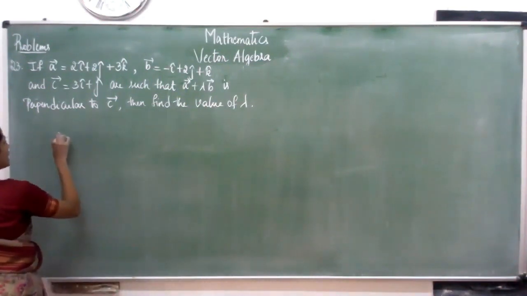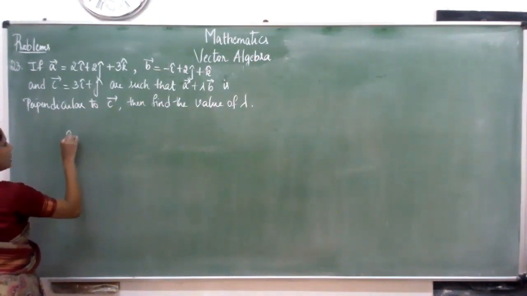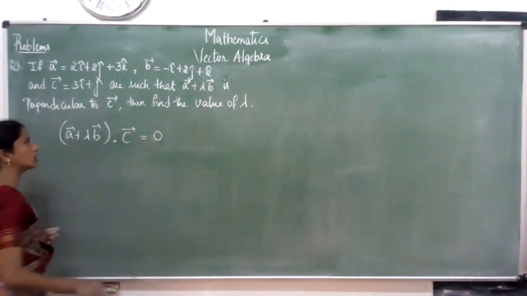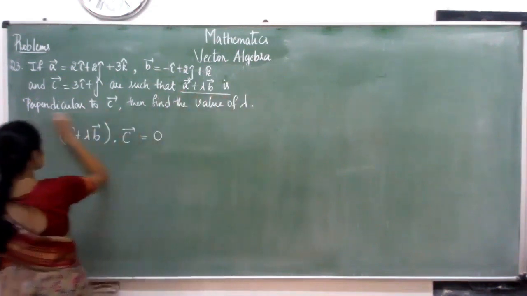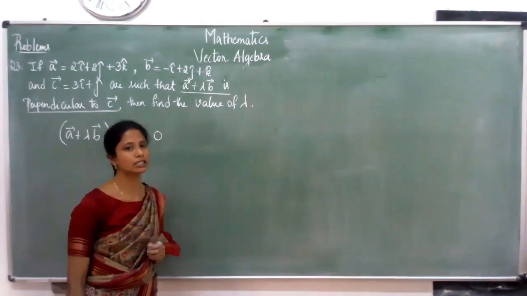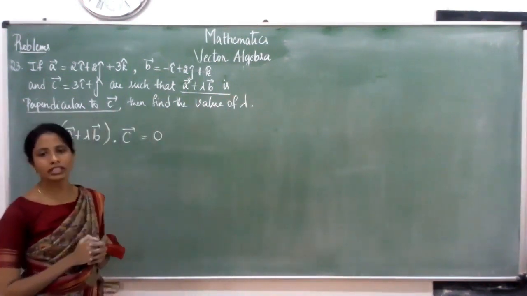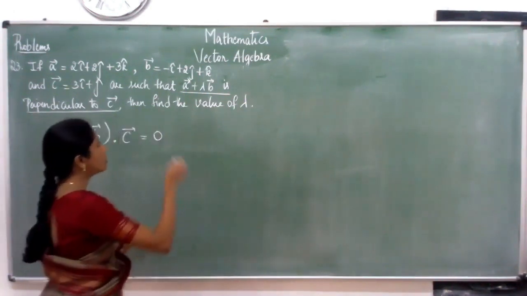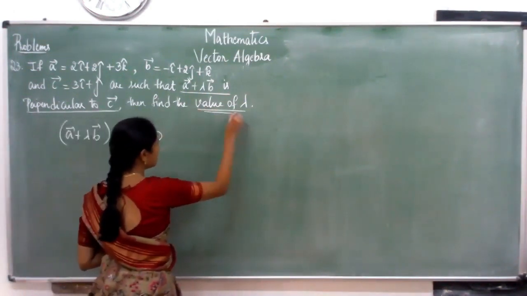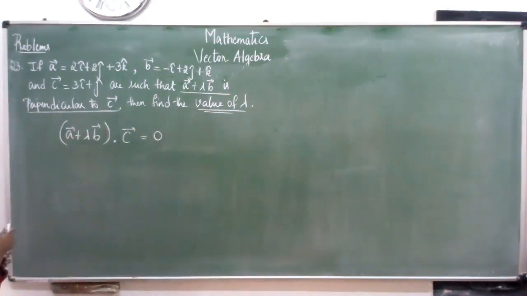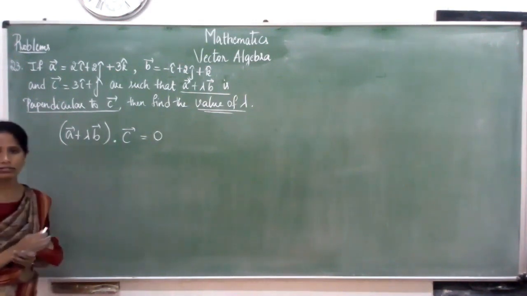Therefore, from this I can say that the dot product between vector A plus lambda times vector B dot vector C is equal to 0. This is the given data. That is, vector A plus lambda times vector B is perpendicular to vector C. So from that, we can draw the conclusion that the dot product between these two vectors is 0. This is the given data. What we need to find? We need to find the value of lambda. So in order to find the value of lambda, let us first simplify this.